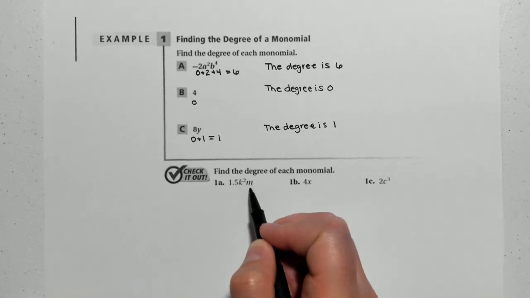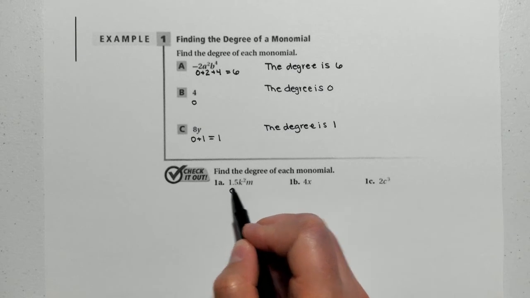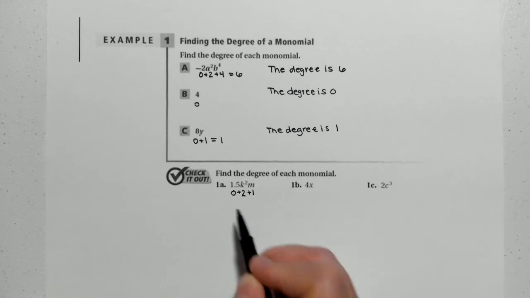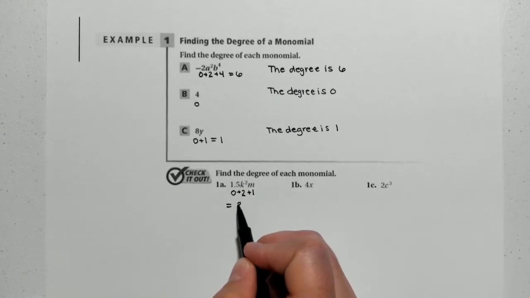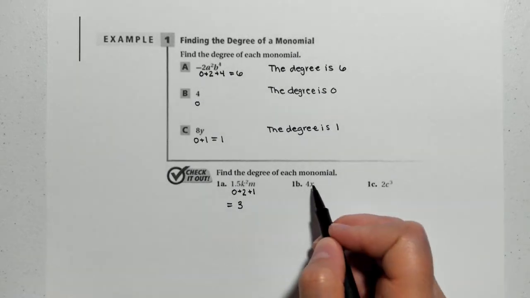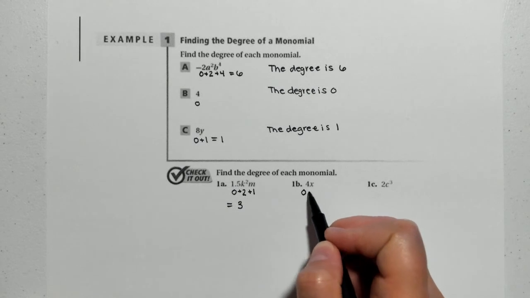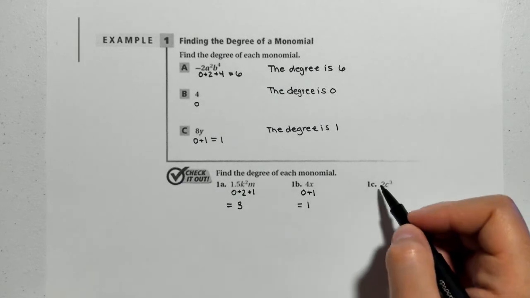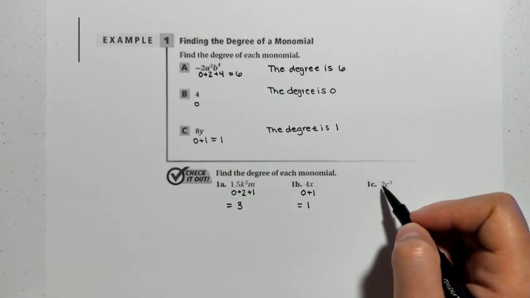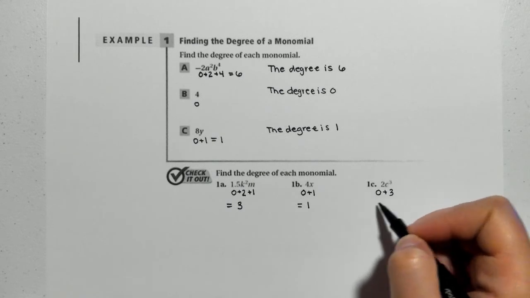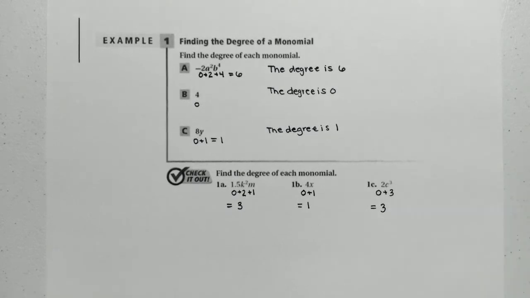1.5 k squared m. 1.5 has a degree of 0, k squared, degree of 2, m has a degree of 1. Add them all together, you get 3. So the degree is 3. 4x, 4 has a degree of 0, x has a degree of 1. 0 plus 1 gives us 1. Last one, 2c cubed. 2 is a constant, degree of 0. C cubed has a degree of 3. And 0 plus 3 gives us a degree of 3 for the monomial.